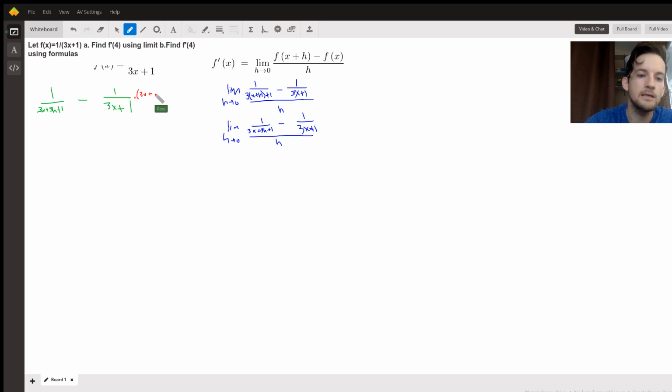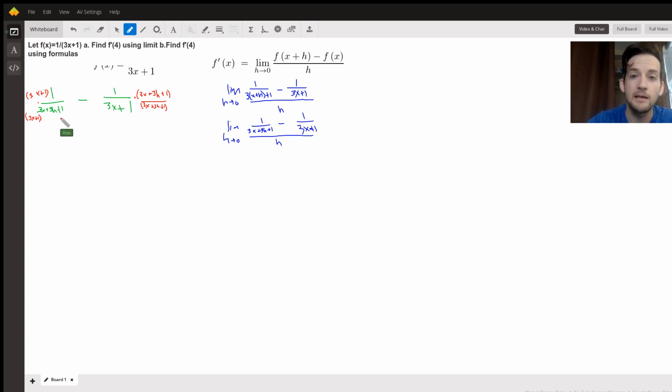And don't forget to keep everything equivalent. We've got to do that on top and bottom. So 3x plus 3h plus 1 down here. And then the first fraction, we're going to multiply by the second denominator. So the top and bottom, numerator and denominator, will get multiplied by 3x plus 1. And 3x plus 1 down here.